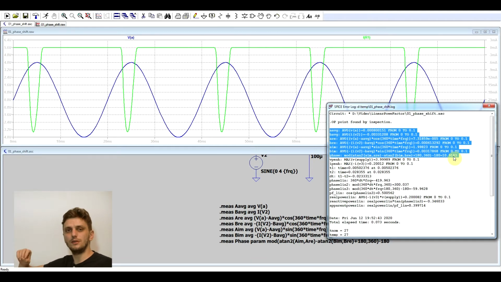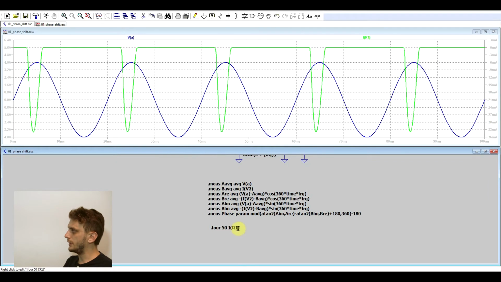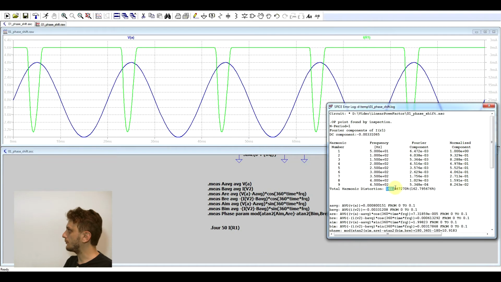But we still need to obtain the distortion. So normally what we could do is apply a .four statement to the current. For example, a .four statement of the current going through R1 to extract the distortion at 50 Hz. And by doing this we get a distortion of 162% almost. But the problem with doing this is that it won't output the distortion as a parameter, but just as a value in this error log.